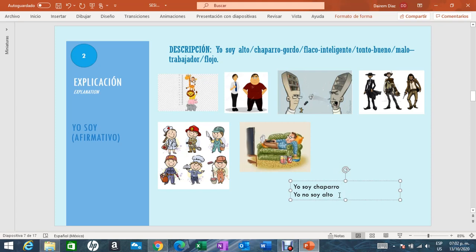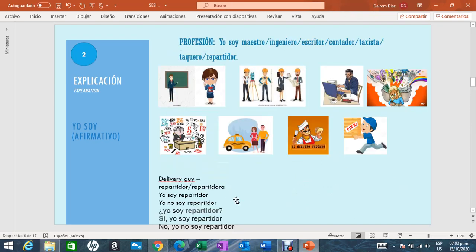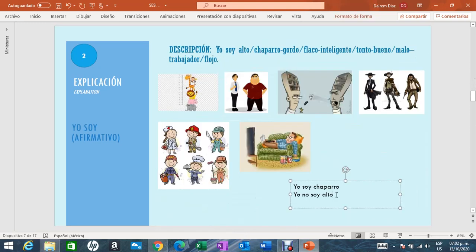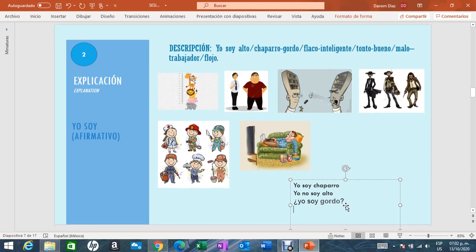Next one. Yo soy gordo. That is a question. ¿Yo soy gordo? So what is the answer here? Yo soy gordo. Gordo. Fat. Yo soy gordo. The answer is yes, I am fat. Sí, yo soy gordo.